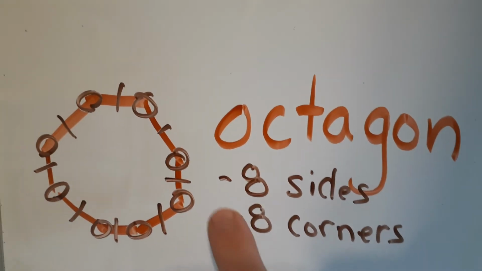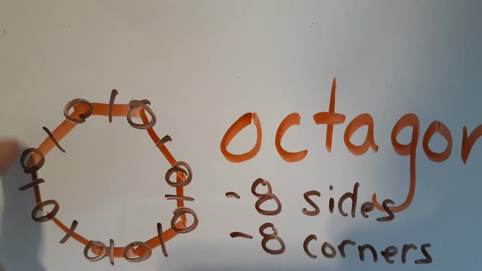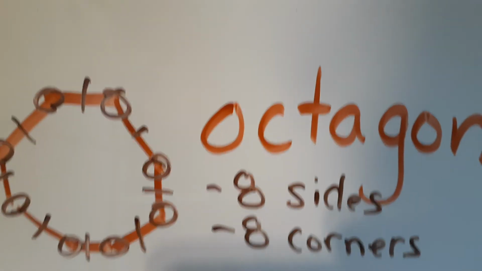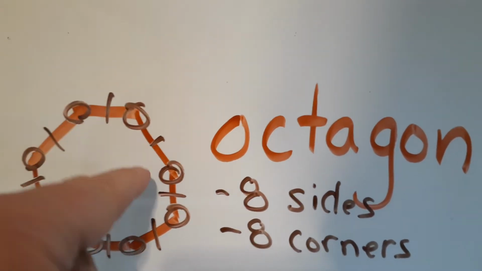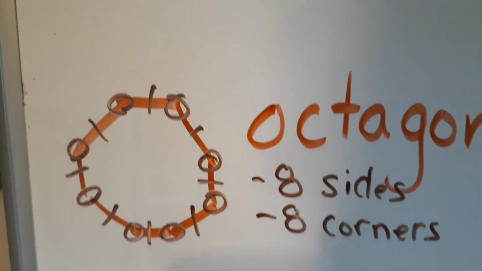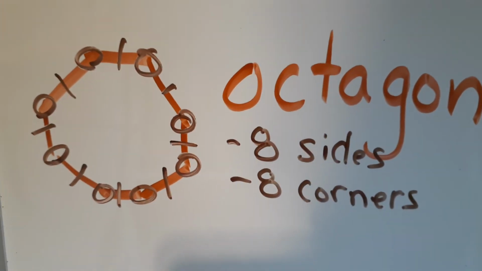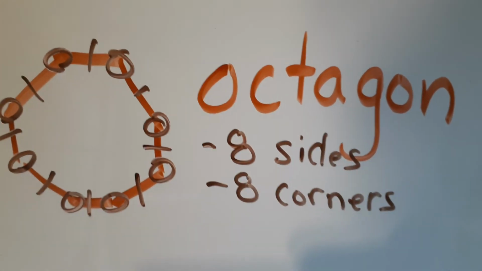So an octagon has 8 sides, 8 corners. Let's count the sides. 1, 2, 3, 4, 5, 6, 7, 8. And the corners. 1, 2, 3, 4, 5, 6, 7, 8. It helps when we circle the corners and draw a line through the sides. All these sides are supposed to be equal, but it was me drawing them, so they were not.